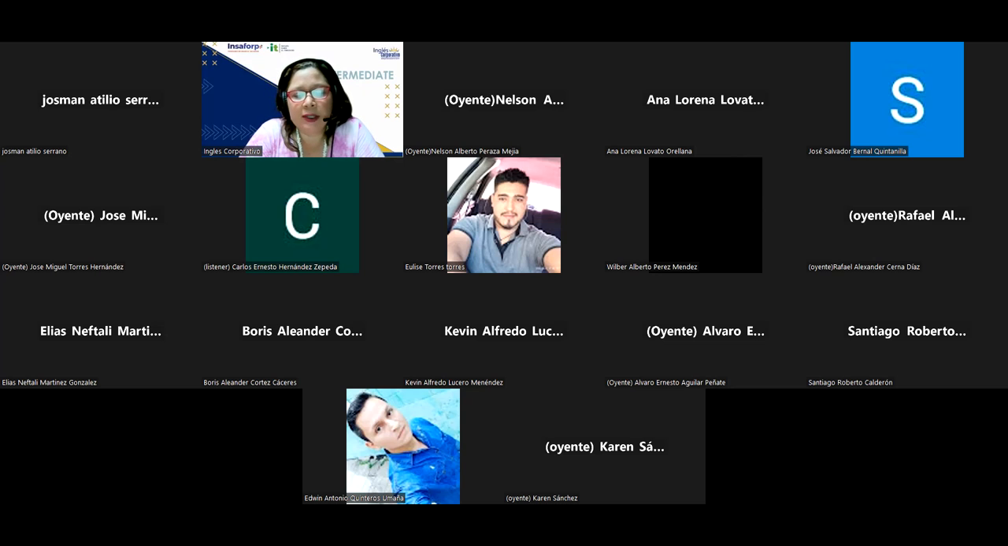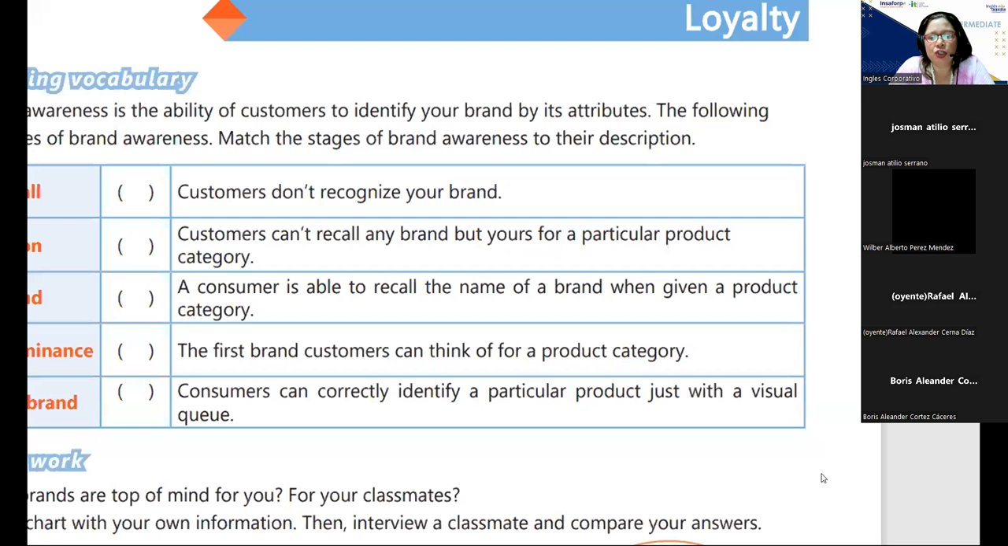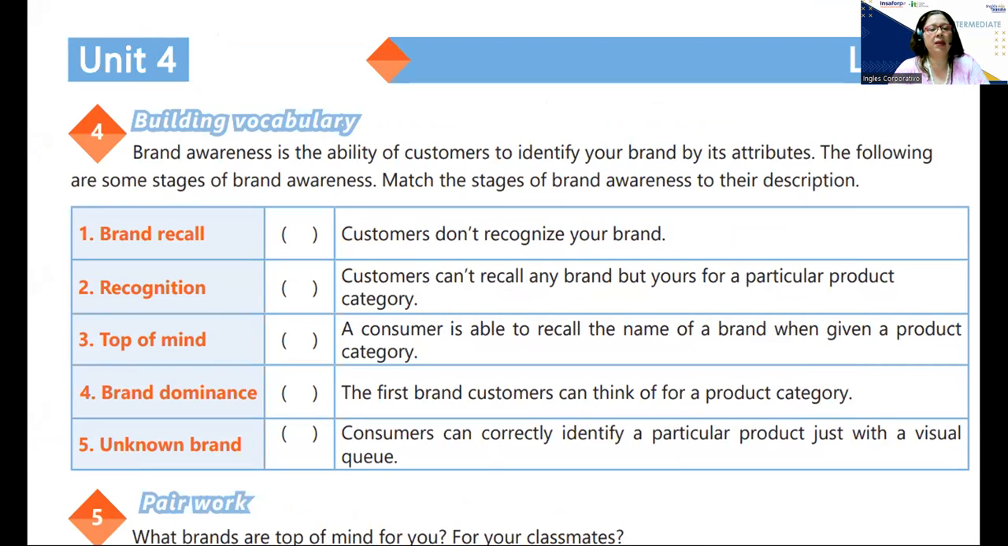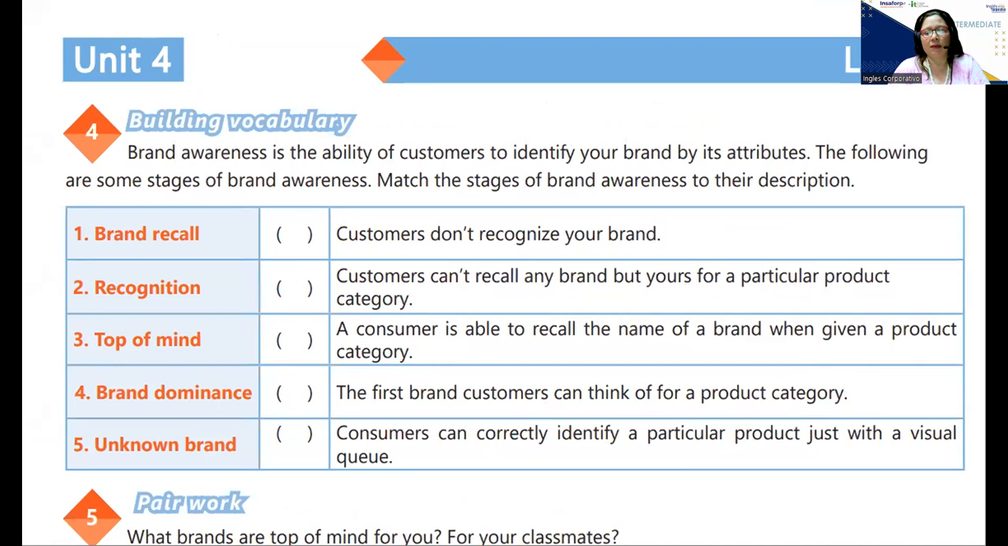So let's go to page number 34 in our manuals, and there we're going to find a box or chart, and it's a match activity, okay? This match activity. Remember that our unit topic is loyalty. We want to get there, right? So here we are.